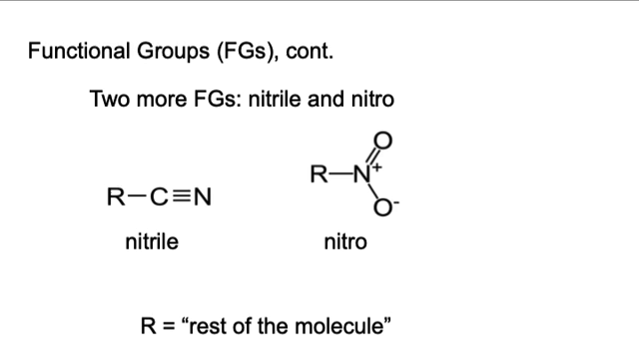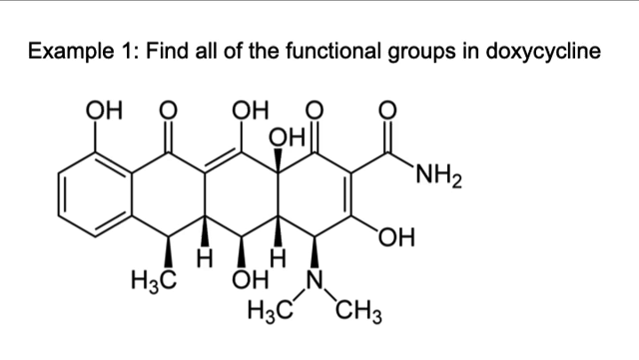You'll notice the use of R here. We use R a lot just to mean the rest of the molecule. So like in the previous slide where there was just a line, we would presume the rest of the molecule is on the other side of that line. That's how we use R. R can be any carbon-containing group.